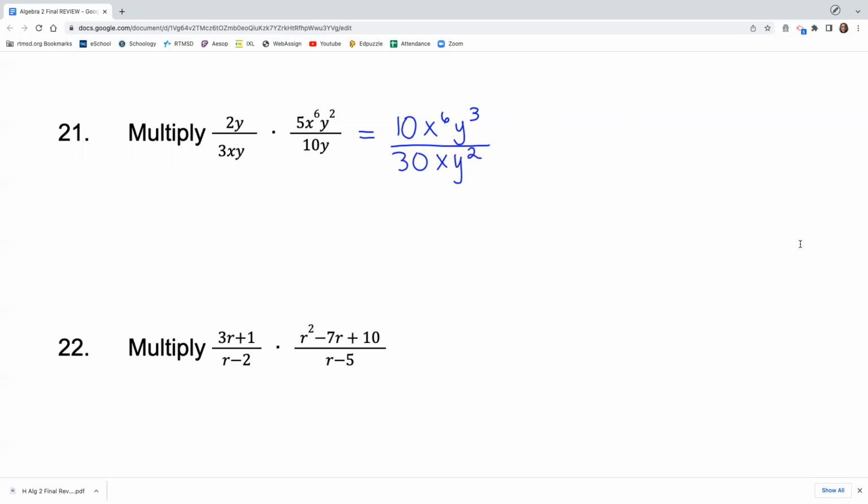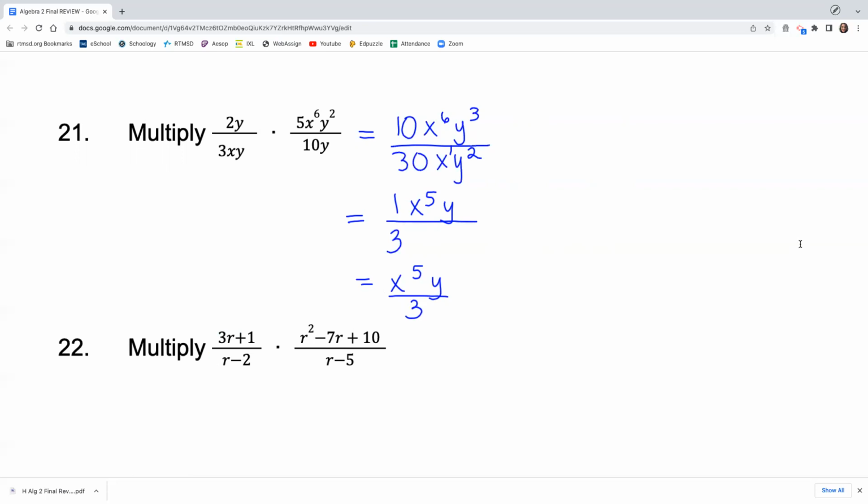We then use exponent rules to simplify and then regular fraction rules to simplify the coefficient numbers. 10 over 30 is really 1 over 3. You can put the 1 or you don't need it. For now, just put it. X to the 6 over x to the first is going to be x to the 5th power up top. Y to the third over y to the second is y to the first power up top. So your answer will end up just being x to the 5th times y over 3 for number 21.